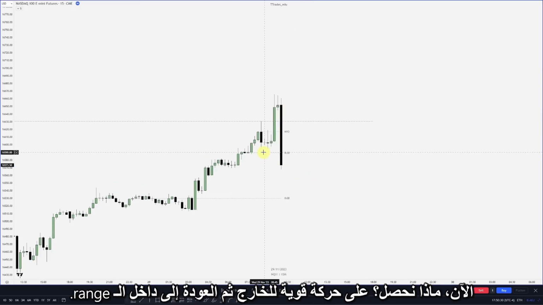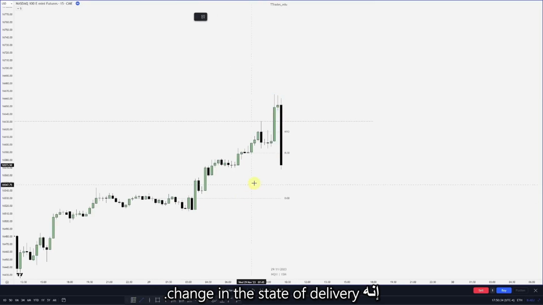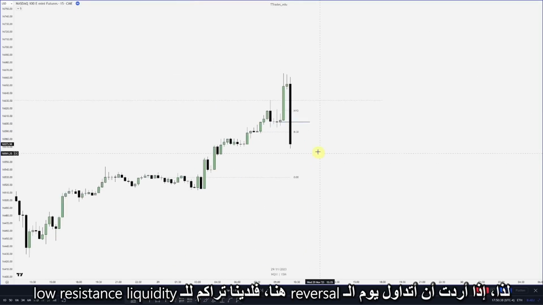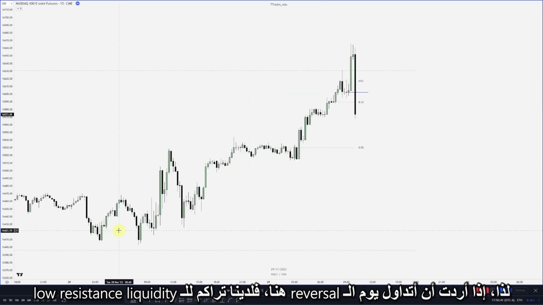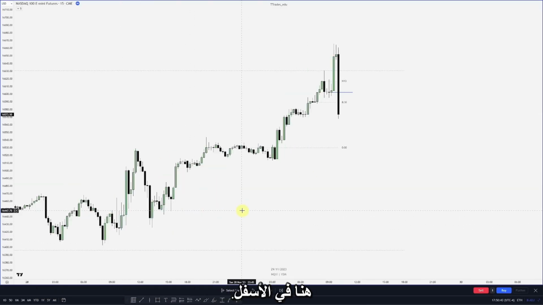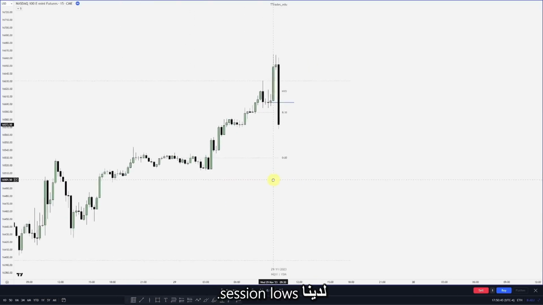Now, what do we get? An aggressive move out and then back into the range. What is this? A change in the state of delivery. So if I wanted to play the reversal day here, we have the buildup of low resistance liquidity down here. We have session lows.